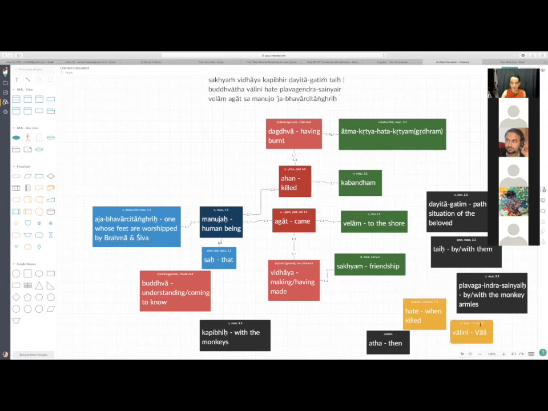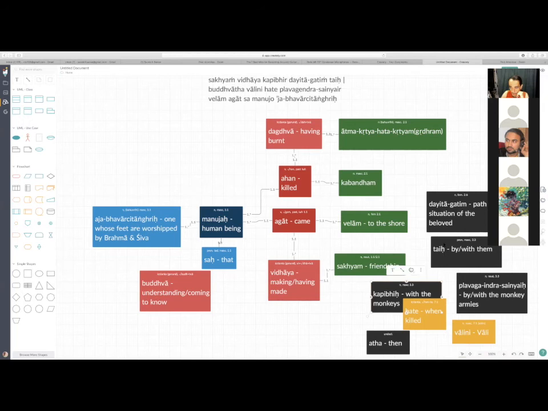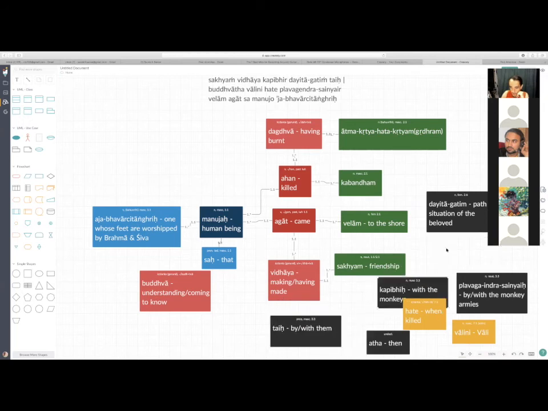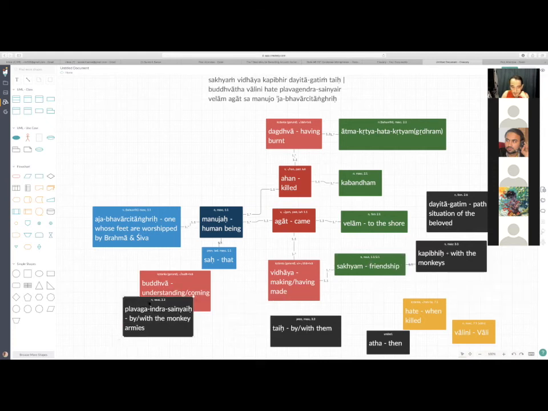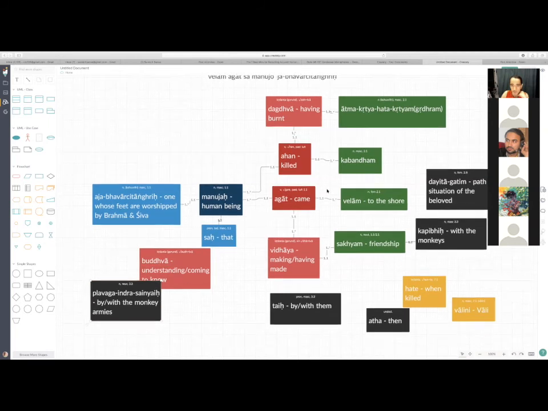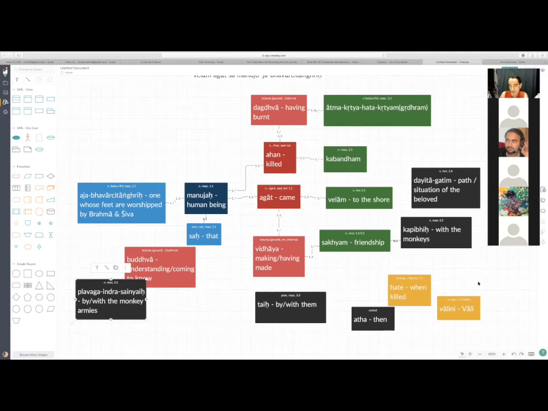Sakyam. Kapibhi. Friendship with the monkeys. So this is just like a sahartha. The meaning of tritiya here is together, friendship with. It's called sahartha in Sanskrit. Kapibhi saha sakyam vidhaya. Tvaya saha sakyam vidadhami, I make friendship with you, like that.